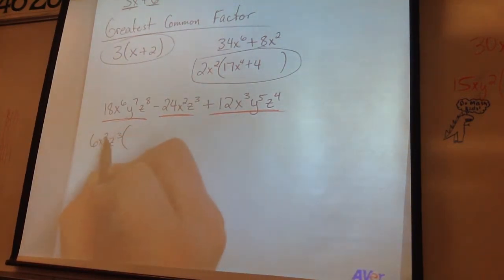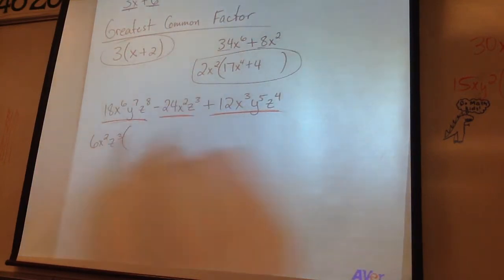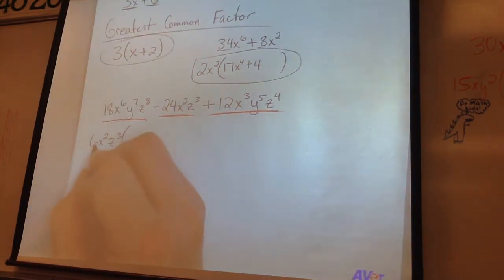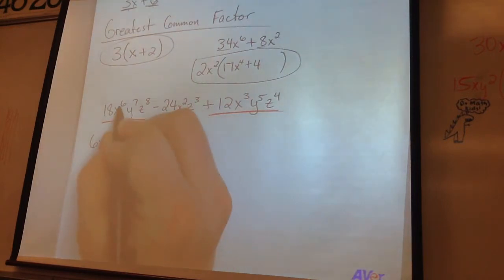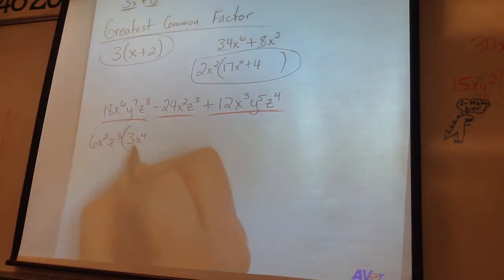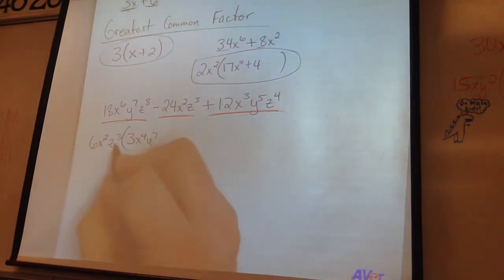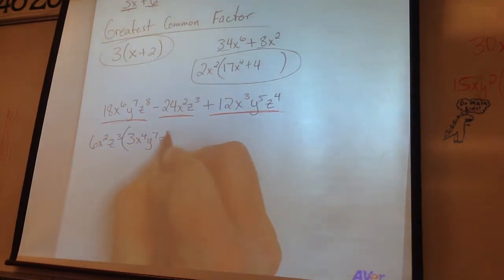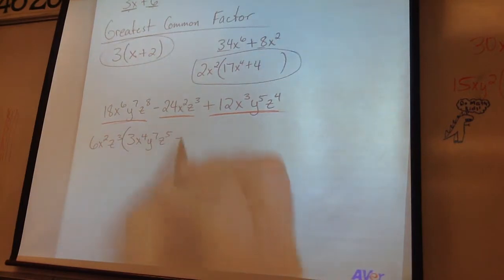Then you go 6x squared, z to the 3rd times what gives me this? Right? You just do that every time. And you're like, 6 times 3 gives me 18. X squared times x to the 4th gives me x to the 6th. Well, let's see, there's no y out here, is there? So what's this have to have? All of them. Y to the 7th. And then z to the 3rd times z to the 5th, z to the 8th. Boom, that one's done. Minus 6 times 4 is 24.